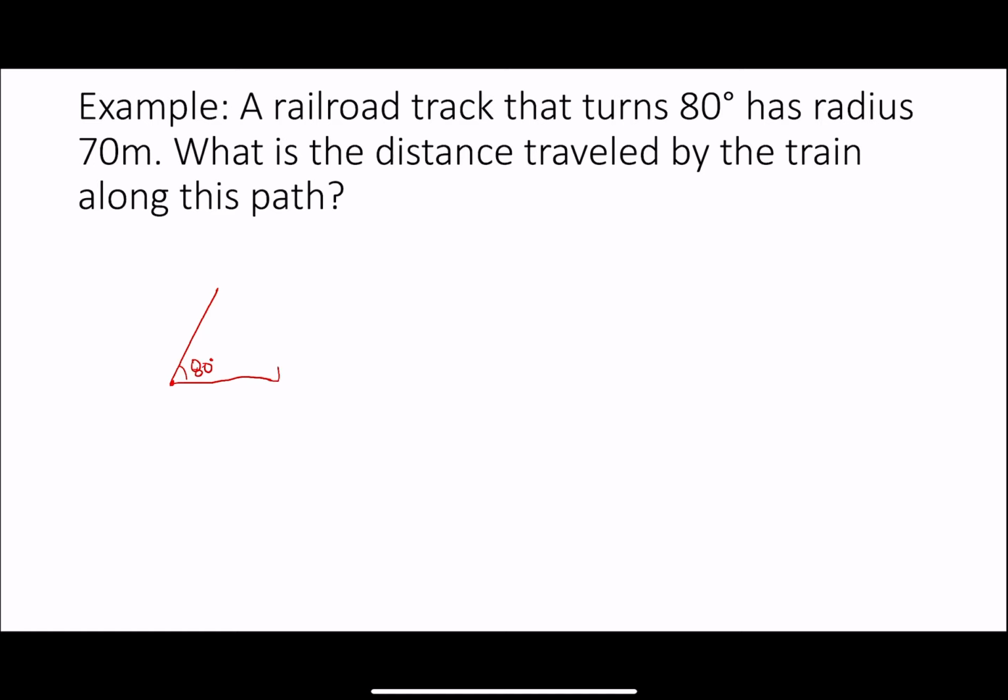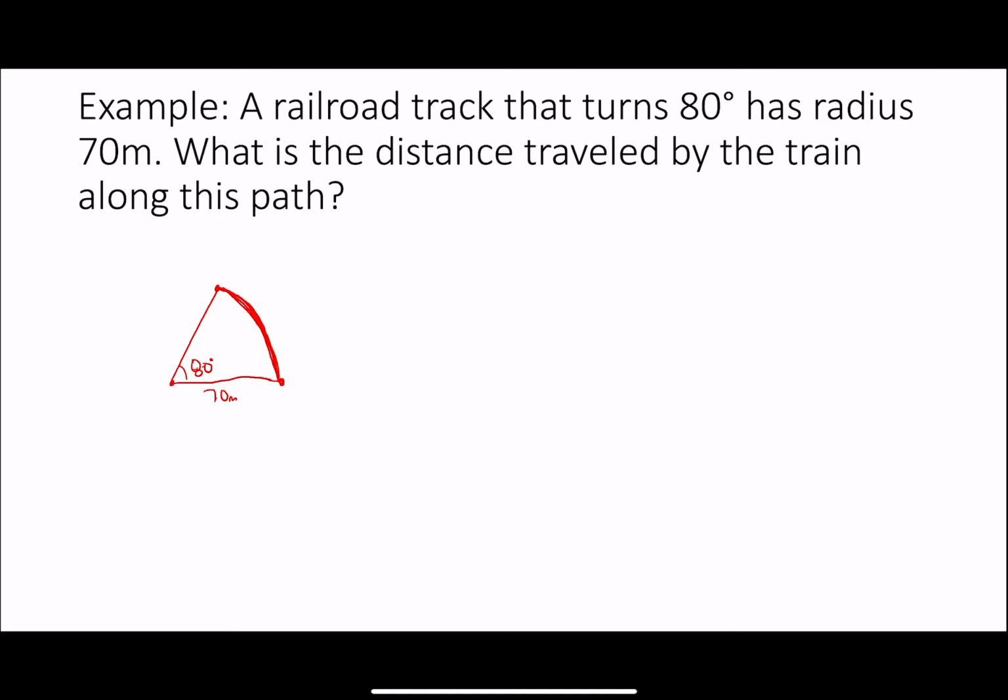And so the track follows that path. The path curves in a circle like this, and it goes 80 degrees, and the radius of the circle is 70 meters. And I want to know, how far does that train actually travel? The train starts here and goes here. How far does the train actually move?